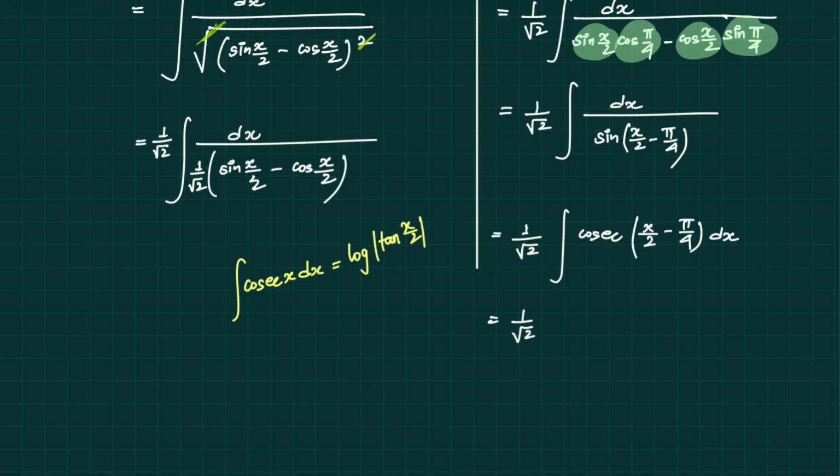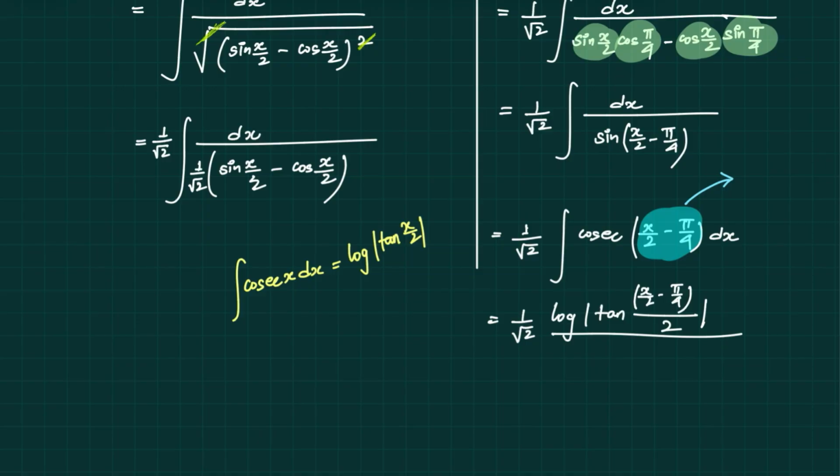to 1 by root 2 integration of cosec, and here if you note that this is a linear polynomial because the power of x is 1. So here we can directly write log of tan of x by 2, that is this whole thing is my x by 2. But since that was a linear polynomial, we have to divide this integral with the derivative of this also. And if I differentiate this x by 2 minus pi by 4, then d/dx of x by 2 is 1 by 2 and d/dx of pi by 4 is 0. So the derivative of this expression is 1 by 2, which we have to divide here, plus c.